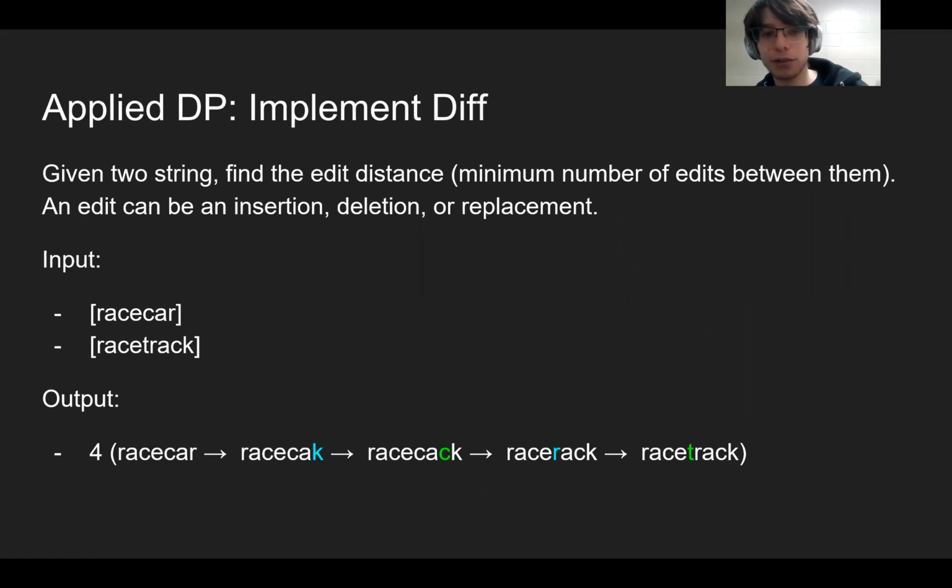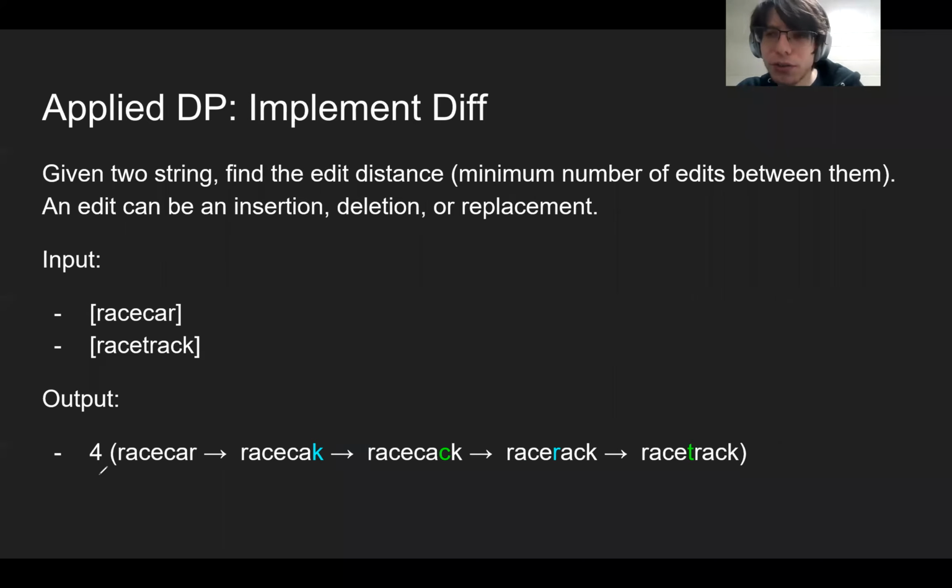If we're given two strings, find the edit distance. Edit distance is the number of edits to get from one to another. An edit can mean insertion, deletion, or replacement. So if we're given the input "race car", we want to output "racetrack". So what would be the changes? How many changes, and what would the changes be?